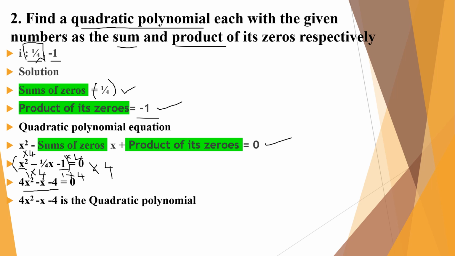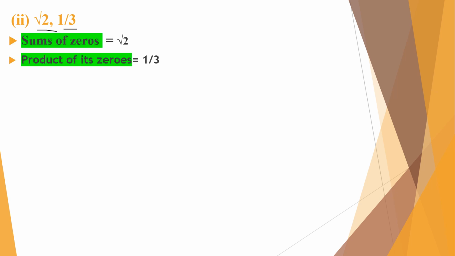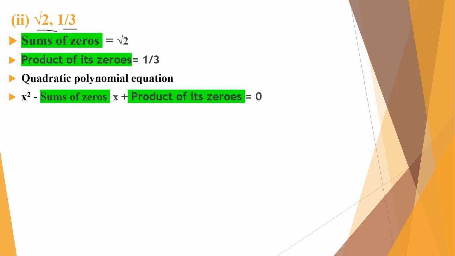So they have given the sum of its zeros as well as the product of its zeros. We are substituting in the quadratic polynomial equation. What is the quadratic polynomial equation? x square minus sum of its zeros into x plus product of its zeros. We are going to move on to the next subdivision. Root 2 plus 1 by 3 is the sum of the zeros and then 1 by 3 is the product of its zeros. Now, what is the quadratic polynomial equation? x square minus sum of its zeros into x plus product of its zeros equal to 0.